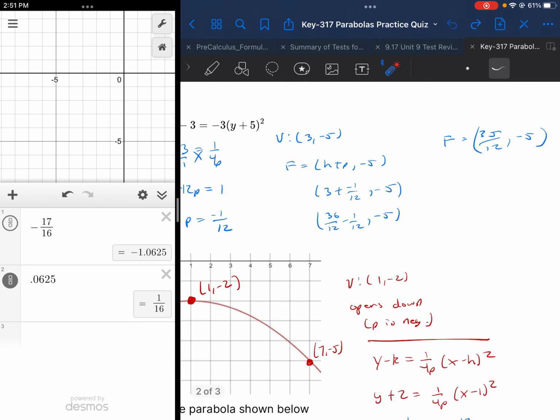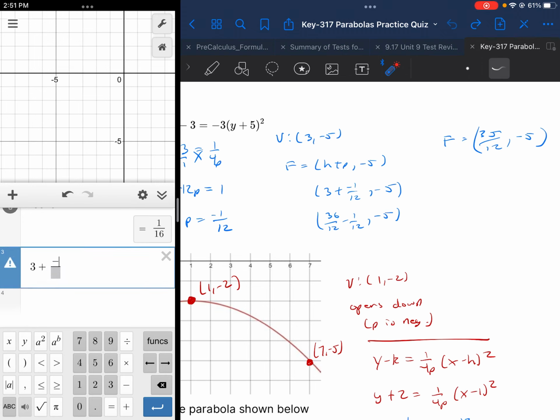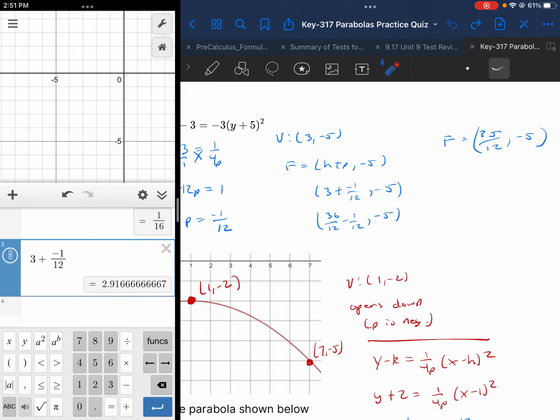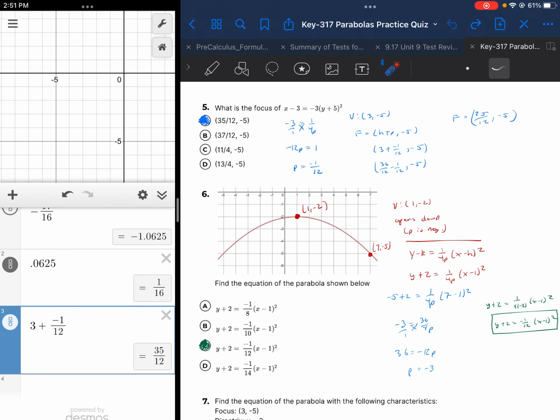And by doing it by hand, as we can see here on the key, you'll get (35/12, -5). Or if you really needed to, you could do this in the Desmos calculator, and the Desmos calculator can simplify the fraction for you. For example, 3 plus negative 1/12. And you can see on the left side over there, it looks like you have a little fraction symbol. If you click on that little fraction symbol, it's going to convert the decimal to a fraction for you as 35/12, which will give us answer choice A.